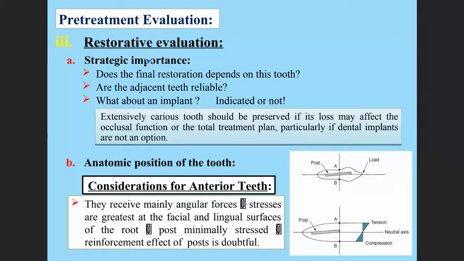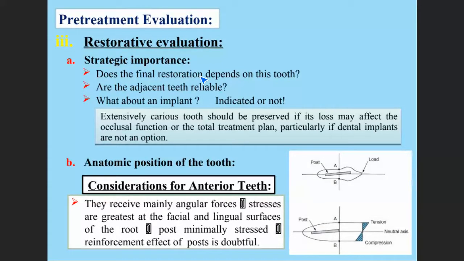So the second one for the pre-treatment evaluation is the restorative evaluation. We start with the strategic importance. We have to see whether the final restoration depends on this tooth or not. Also, we have to check the adjacent teeth, if there are any adjacent teeth that can also help us.